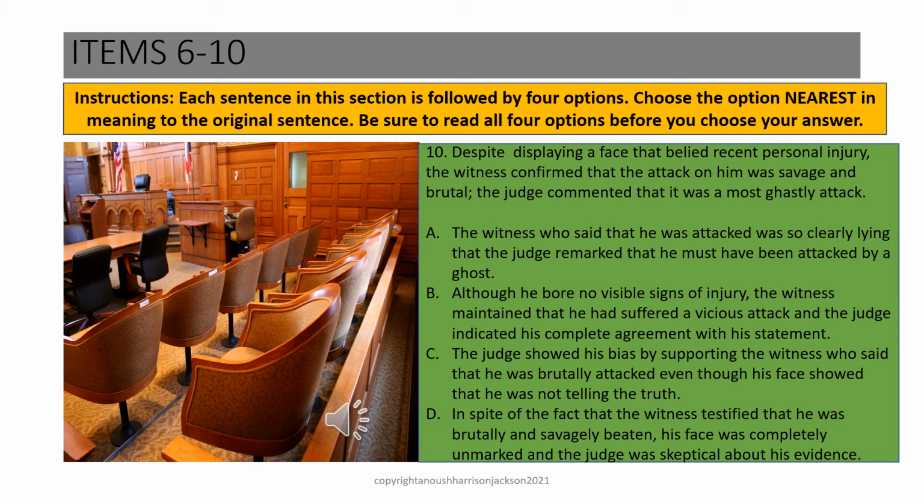B, although he bore no visible sign of injury, the witness maintained that he had suffered a vicious attack, and the judge indicated his complete agreement with his statement. C, the judge showed his bias by supporting the witness who said that he was brutally attacked, even though his face showed that he was not telling the truth. D, in spite of the fact that the witness testified that he was brutally and savagely beaten, his face was completely unmarked and the judge was skeptical about his evidence.